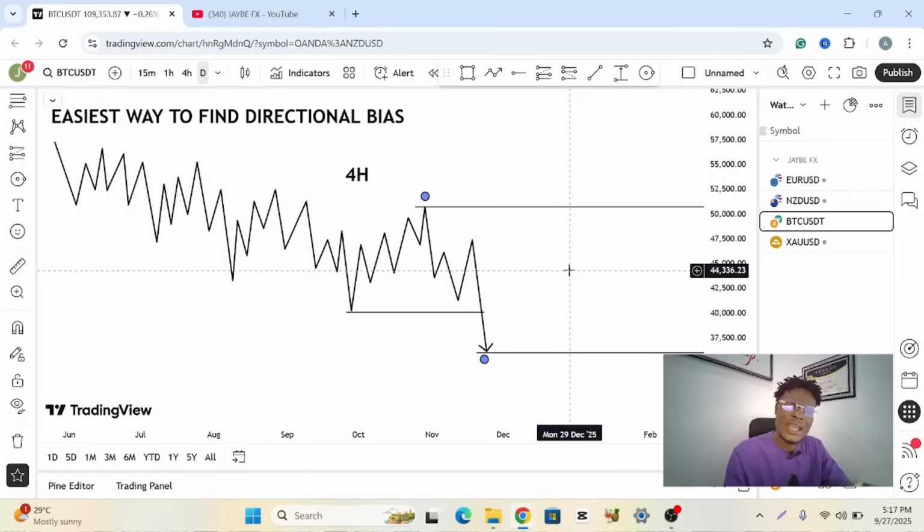Is it giving me a valid breaker block setup or a valid demand and supply setup? And again, does your strategy permit you to trade breaker block? In my own, no.